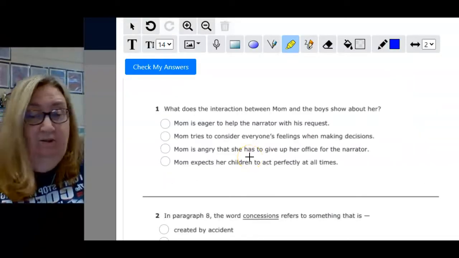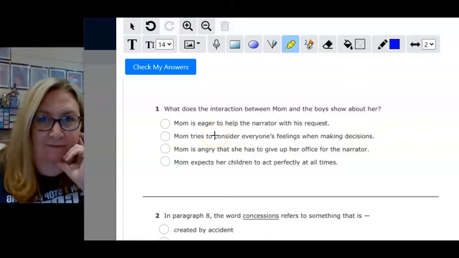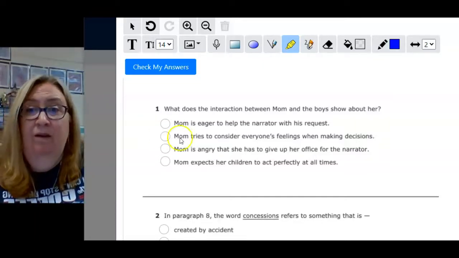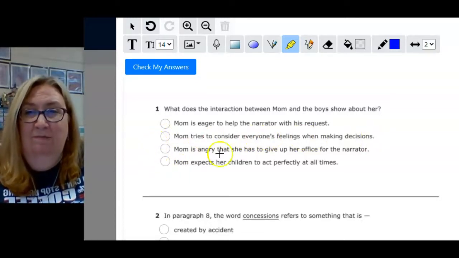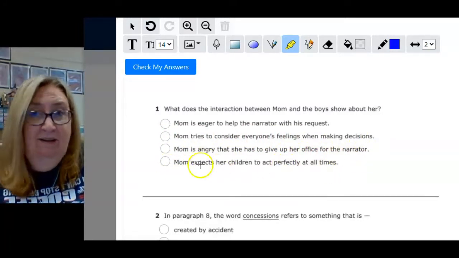All right, we're going to look at these questions and their answers. Number 1, what does the interaction between Mom and the boys show about her? Mom is eager to help the narrator with his request. Mom tries to consider everyone's feelings when making decisions. Mom is angry that she has to give up her office for the narrator. Mom expects her children to act perfectly at all times.